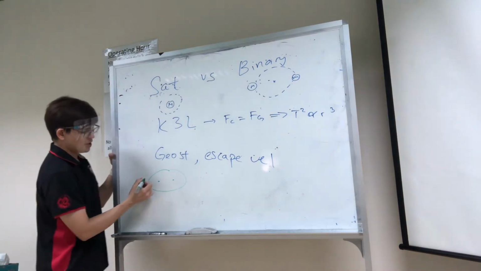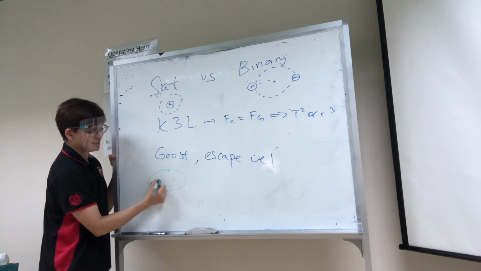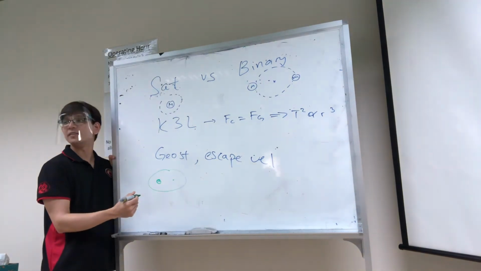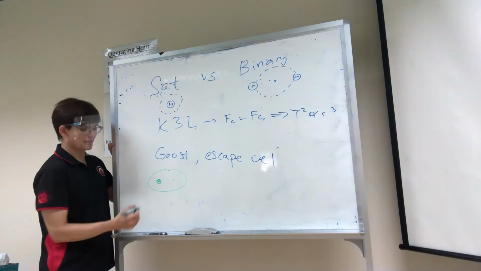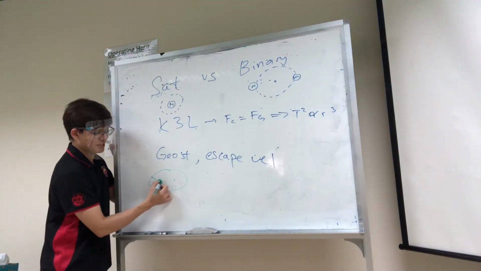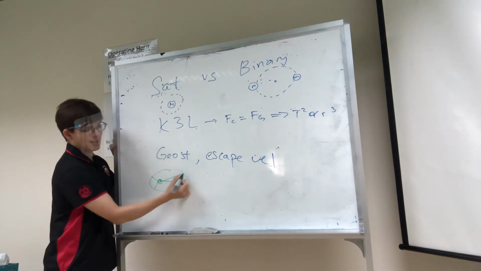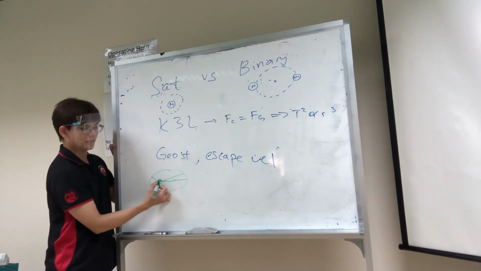Second law: as the planets move around the sun, they speed up and slow down, but they do so according to a particular rule. In the same amount of time, they will sweep out equal areas. So you can see that here the radius is longer to the focus.